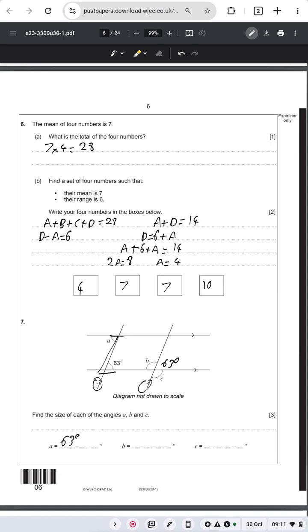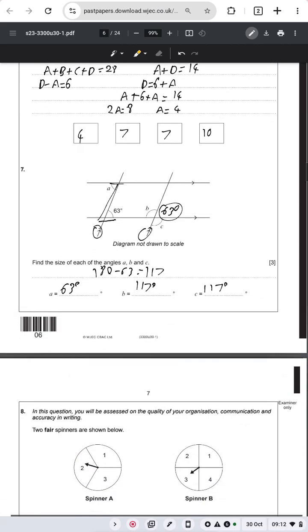We have a straight line, so we can do 180 minus 63, which is equal to 117. So B is 117 degrees. To find C, this is opposite B, so this is also 117 degrees, but also it's on this straight line with a double arrow on it. So again, we can check that because this angle here is 63 degrees, C must also be 117.